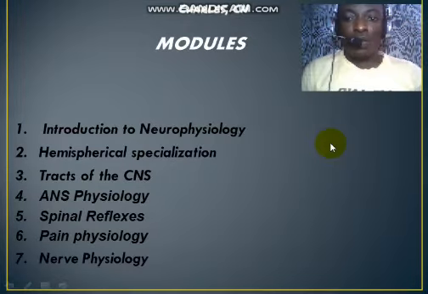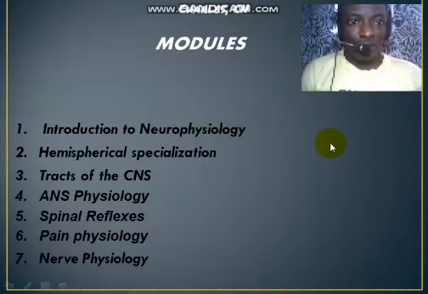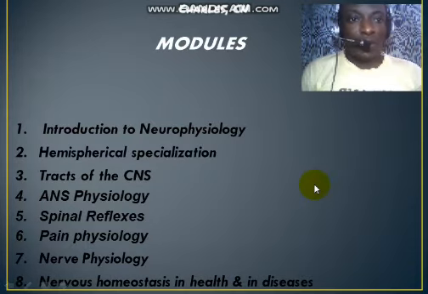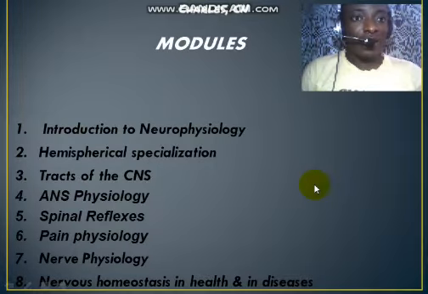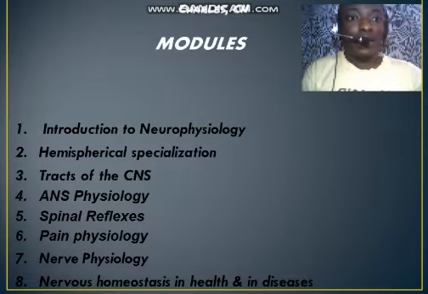In module 7, we'll look at nerve physiology, the neurons, components of the neurons, the transmission of action potentials through the neurons. And lastly, in module 8, we shall be discussing nervous homeostasis in health and in diseases. We'll look at all the diseases associated with the brain, the nerves, the spinal cord, and how they could be managed. This is just one aspect of physiology, neurophysiology.